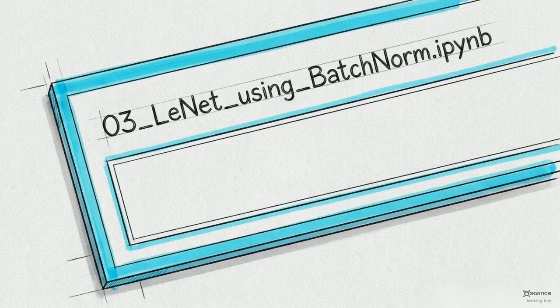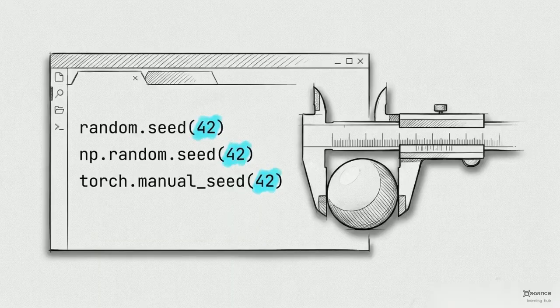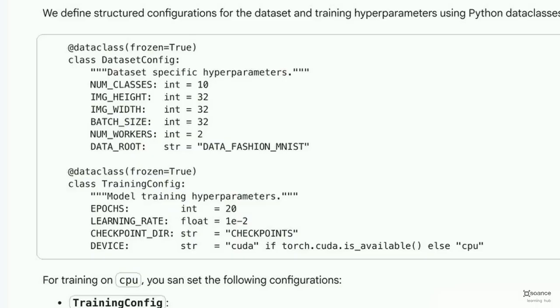Step 1 is establishing a reproducible environment. We set fixed random seeds across all libraries, so our experimental results can be reliably verified. Next, we define a structured configuration block for our dataset and training variables. This keeps our hyperparameters organized in a single Python data class.